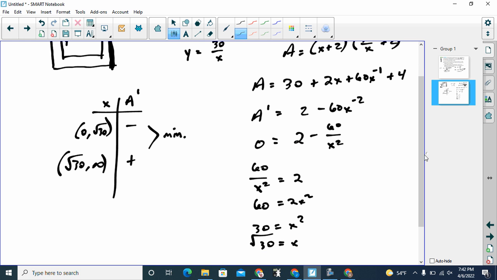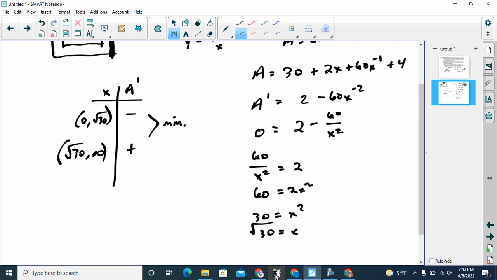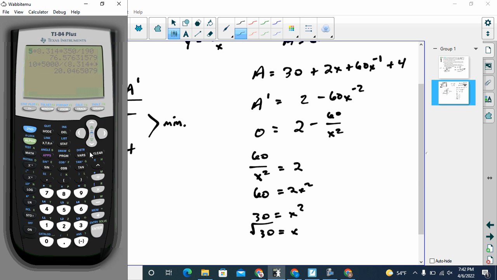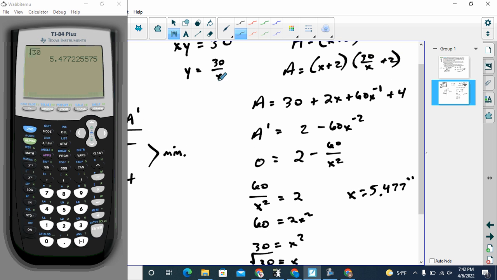My x value is root 30. Let's go ahead and get a decimal. That gives me x is 5.477. I believe, yep, our units are inches. We can get y by plugging that in right here. And that also gives us 5.477.